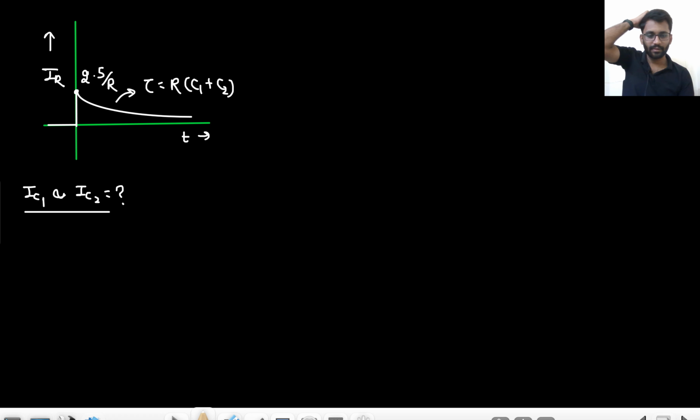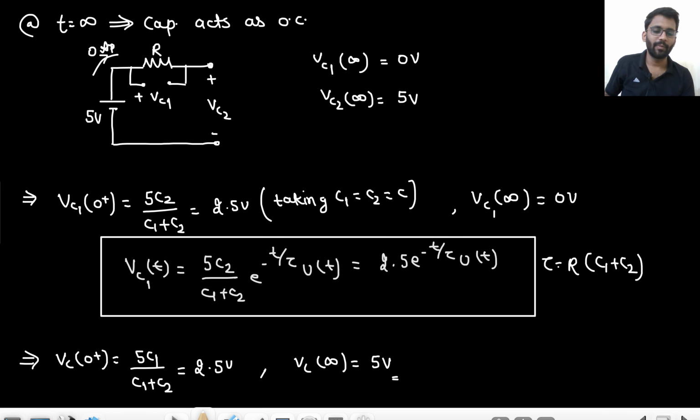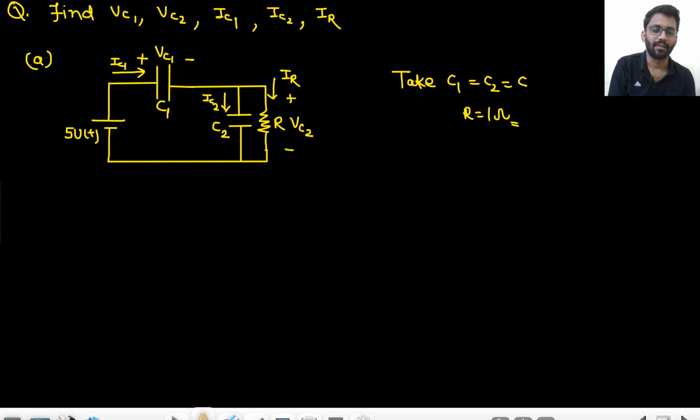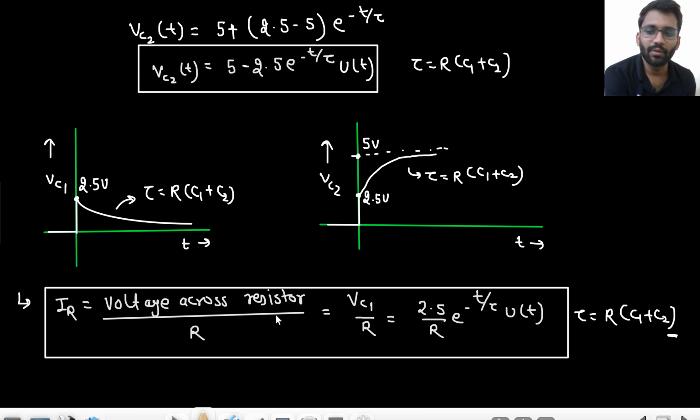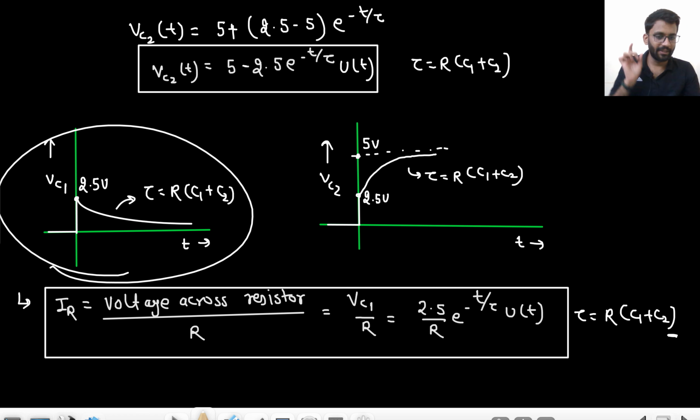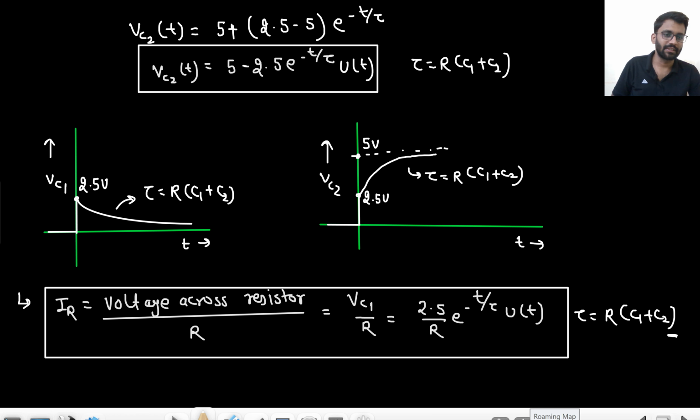Okay. So what will be the expression of IC1? Tell me. You can see the VC1 waveform, right? VC1 waveform goes from 0 to some value, then decays down. What is IC1? IC1 is the capacitance value into the differentiation of this.